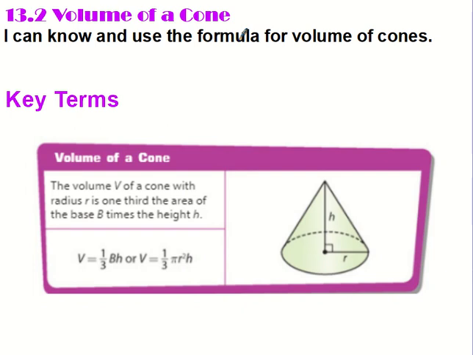It is volume of cones. So I can know and use the formula for volume of cones. So down below, we gave you the volume of cones. So it is volume equals 1/3 of the area of the base times the height. Okay, so remember that big B, that capital B, is really area of base.